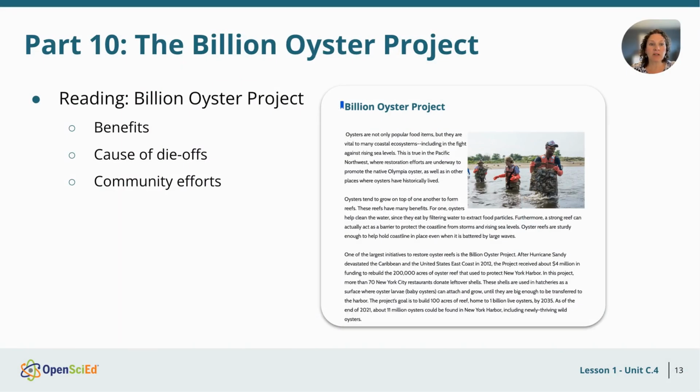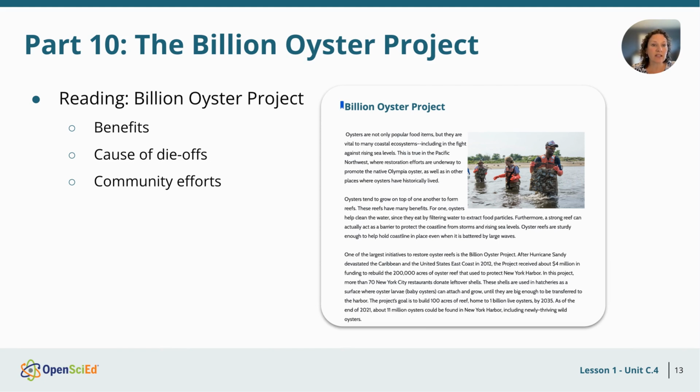A key moment in part 10 is reading the article called The Billion Oyster Project. Students identify that oysters are beneficial to the ecosystem for their ability to filter and clean the water and build reefs that provide habitat and help hold coastal land in place, reducing impacts from storms and rising sea levels. The article confirms our prediction that carbon dioxide makes the ocean more acidic, which makes it harder for the larvae to build their shells.